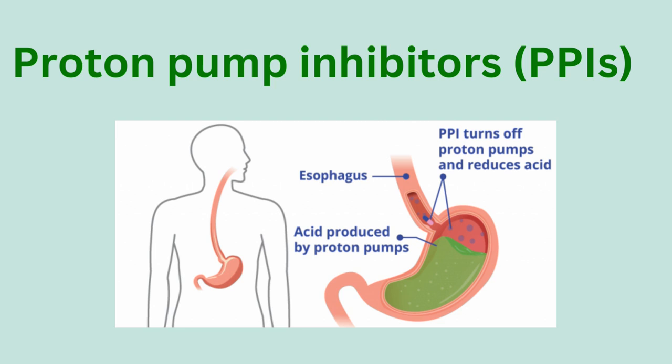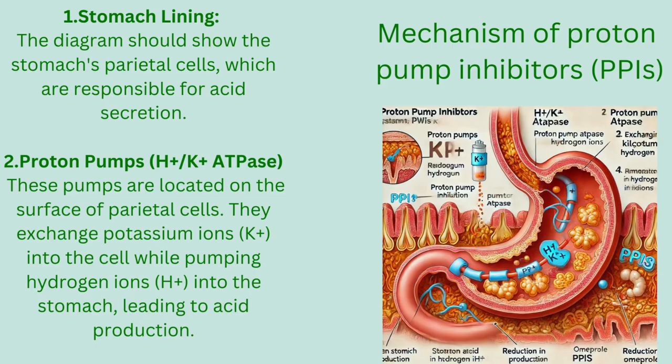Next class to discuss is proton pump inhibitors. The diagram shows a section of the stomach lining, focusing on the parietal cells, which are responsible for secreting stomach acid. Proton pumps are located on the surface of parietal cells. They work by exchanging potassium ions, K+, from the stomach into the cell and pumping hydrogen ions, H+, into the stomach, which leads to acid production.